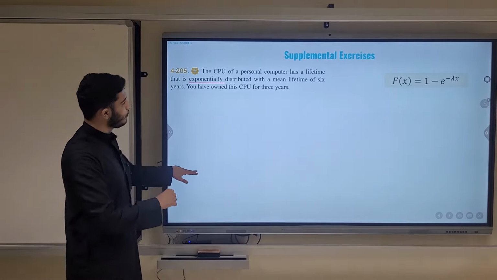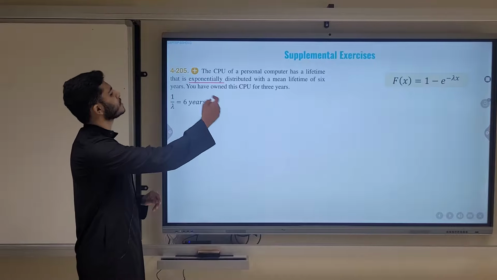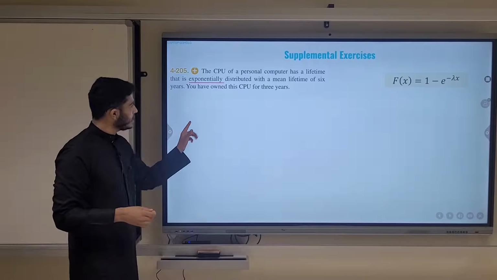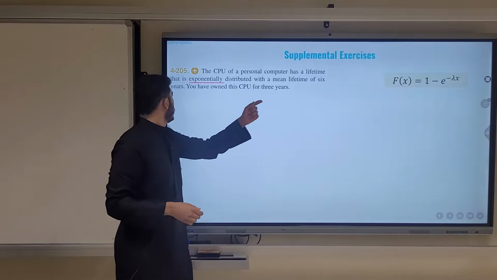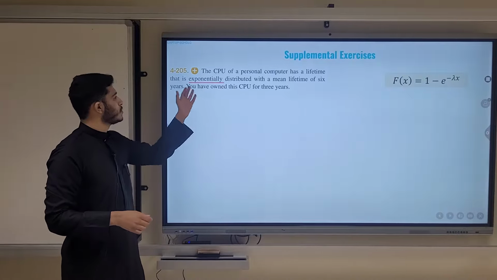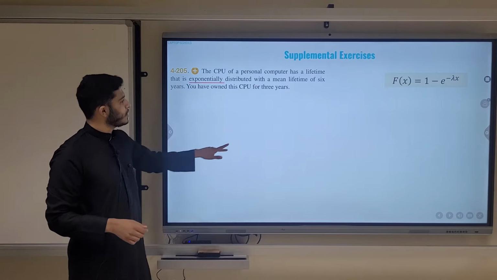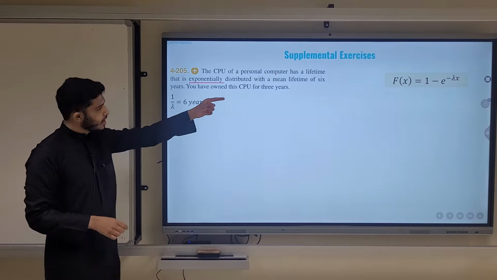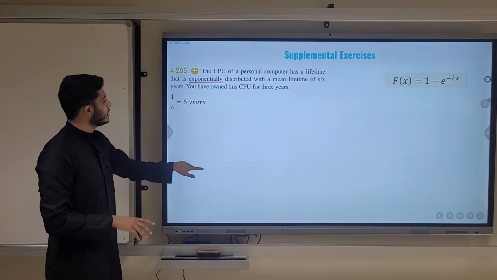So we're going to need the formula for the exponential, and of course we are given in the question the mean life of the CPU. The mean in the exponential is 1 over lambda, as we can see here, and the mean is this one, but we don't want the mean, we want lambda, so get the reciprocal.